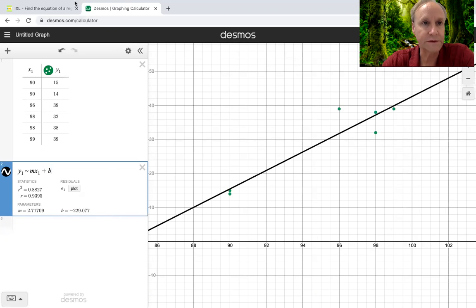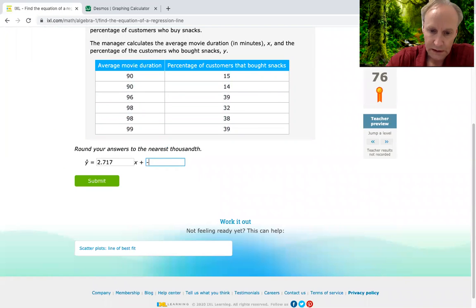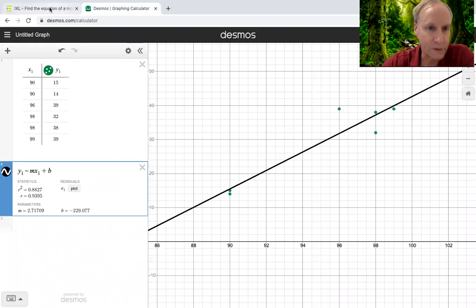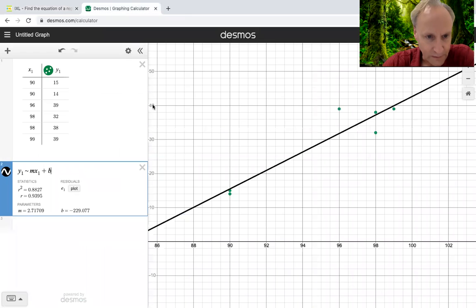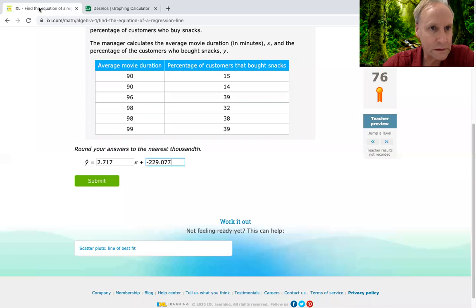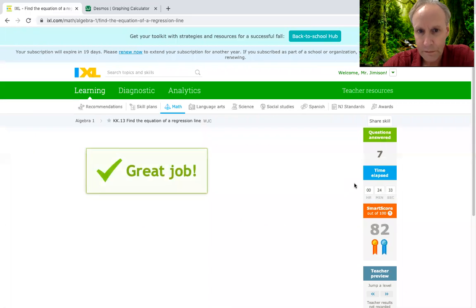Negative 229.077. I'm going to double check it. I'm getting lag. Yes, that's right. And 2.717. Yeah, it looks good.